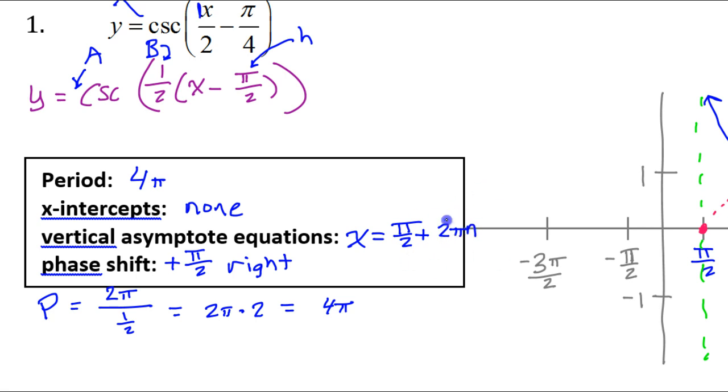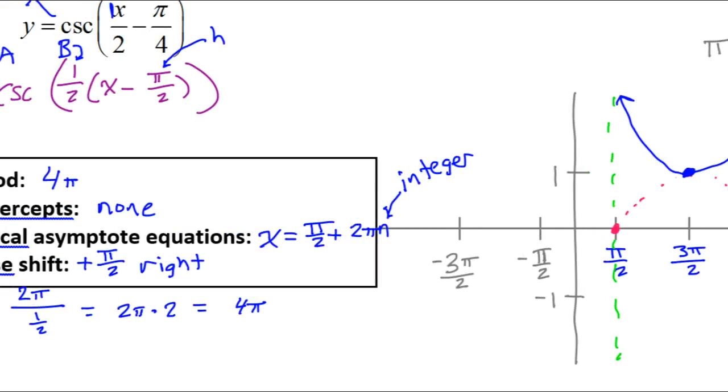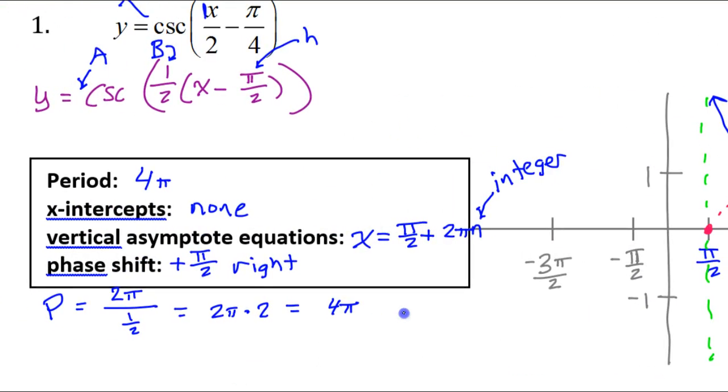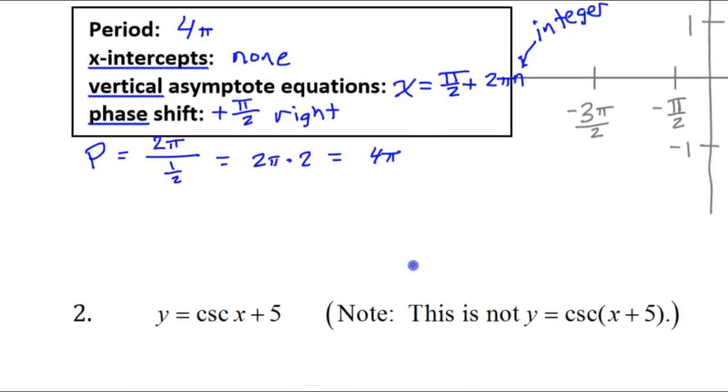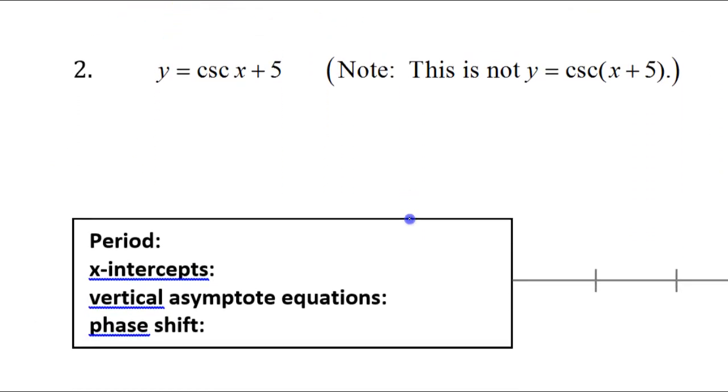Alright, so I can get all of the asymptotes. I'll just let n be any integer. That way I'll get the positive asymptotes and the negative asymptotes when n is negative. And that's it. That's it for problem number 1. Okay, let's keep going. Let's roll right on.